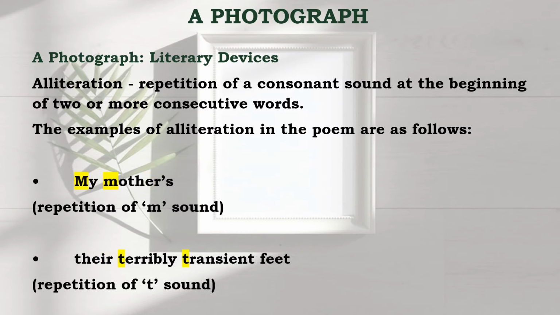Let's take up the next example. "My mothers." Here, "m" sound has been repeated in my mothers. The next example is "their terribly transient feet." Here, "t" sound has been repeated in terribly transient. So, these are the examples of alliteration.